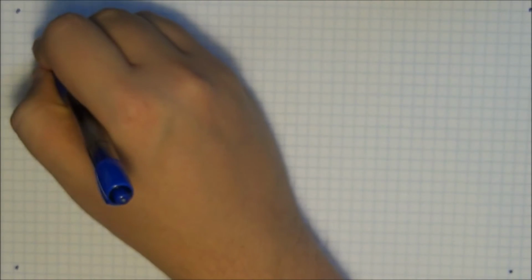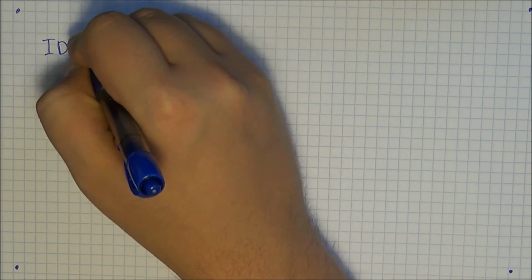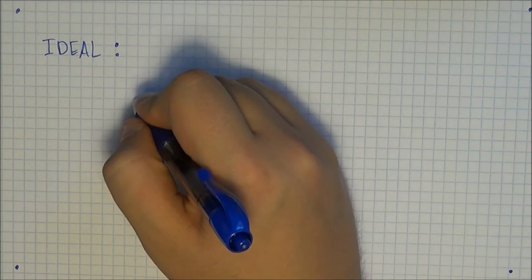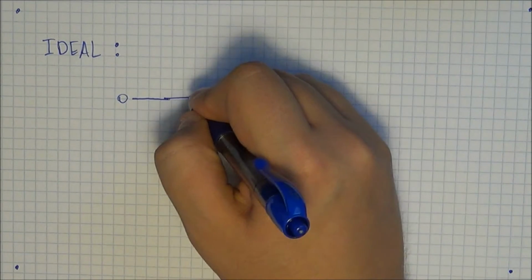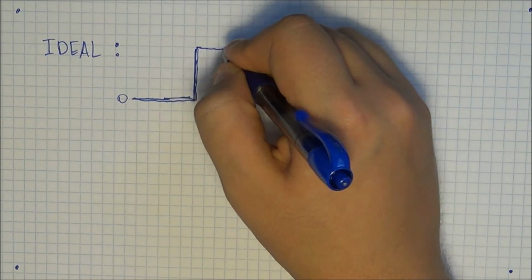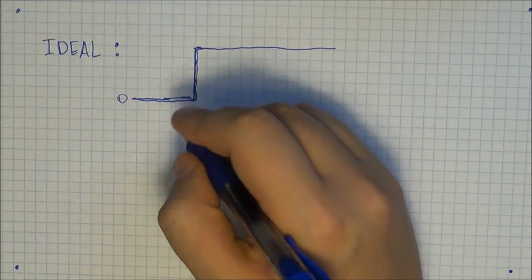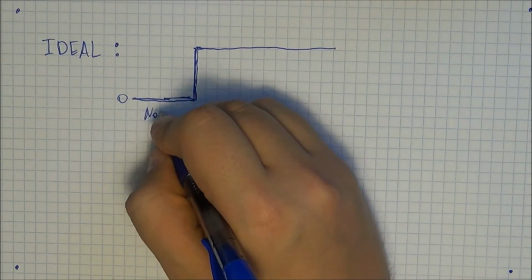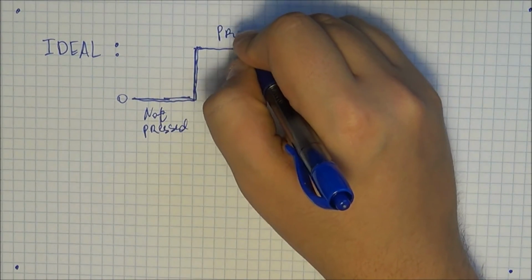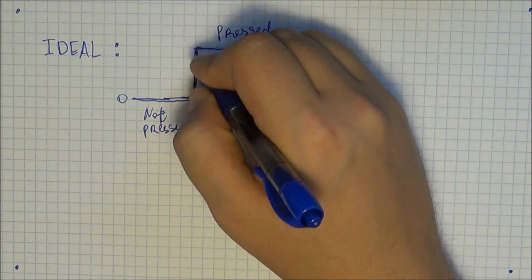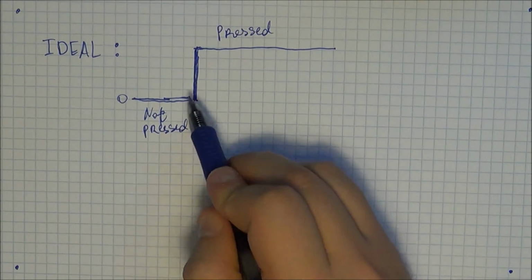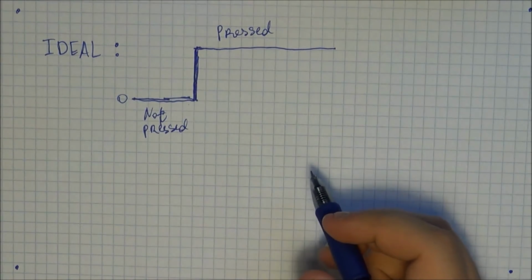Alright, so in an ideal case, which would not require any button debouncing, you would have something like 0 volts, and then you would switch basically from low to high instantaneously. So this is, the button is not pressed, and here it is pressed. So imagine this being the time scale. As soon as you hit the button, it's going to shift your voltage from 0 to 5 volts.